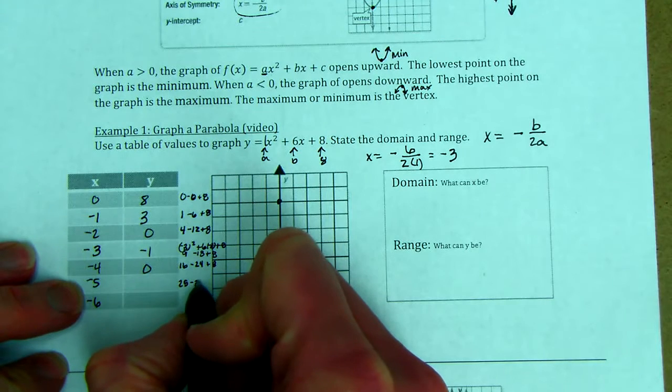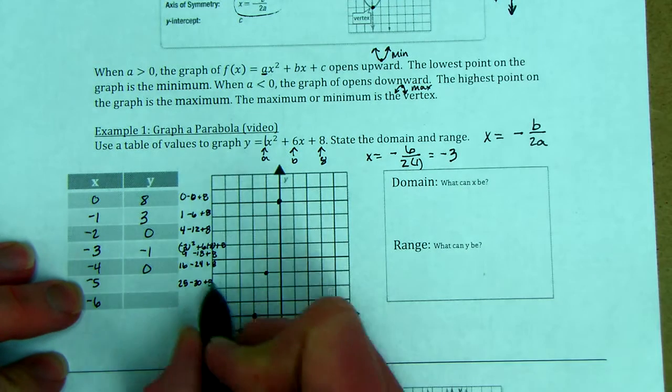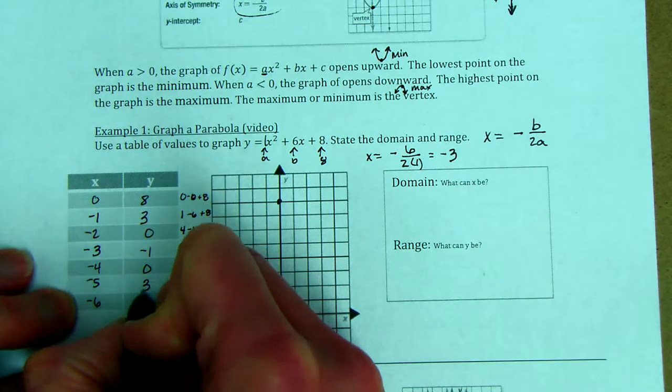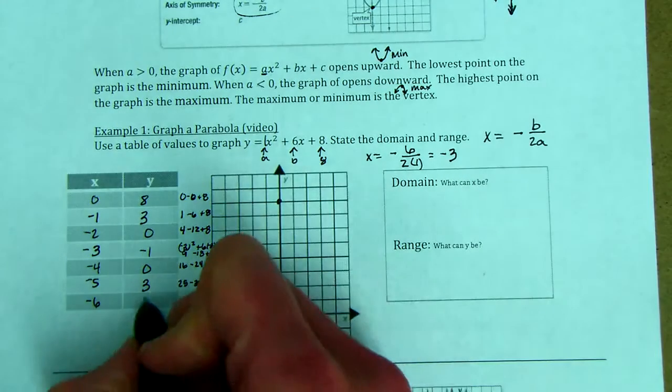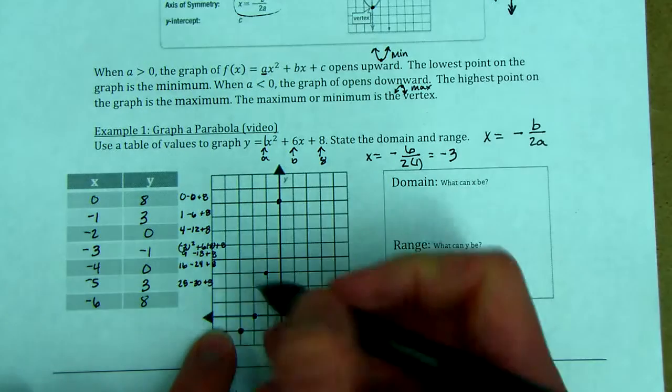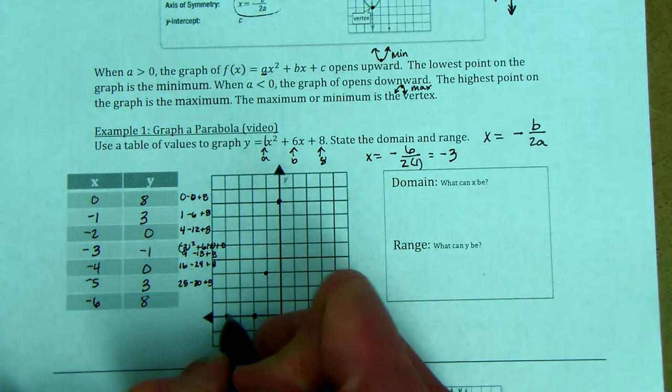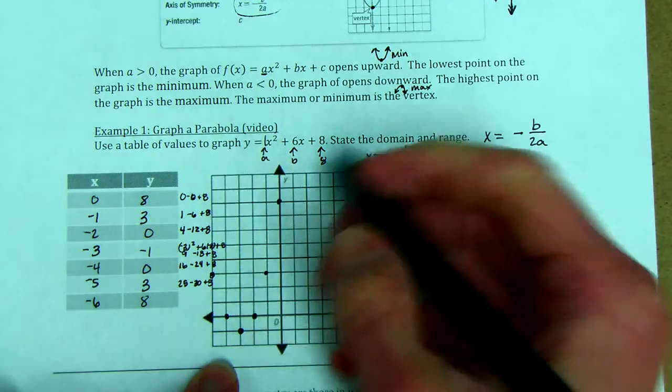And you know what? Frankly, I can't even do negative 6 because negative 5 is as far as I can go. But I'll bet you can figure it out. It'd be 8. So I've got negative 4, 0, negative 5, 3. And now we're going to go ahead and connect our dots with a nice, smooth curve.